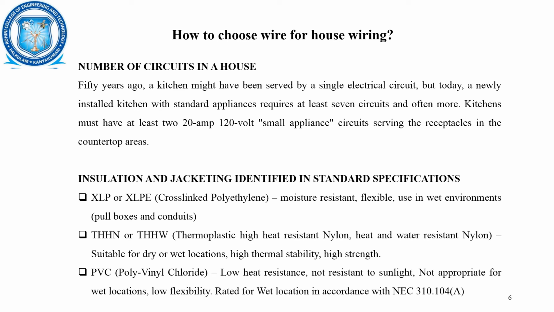Next is thermoplastic high heat resistant nylon. Heat and water resistant nylons can be used so that it is suitable in both dry as well as wet locations, where high thermal stability and high strength are needed. In those cases, THHN or THHW can be utilized. And next is the PVC. It has low heat resistance. It is not resistant to sunlight. It is not appropriate for wet locations and has low flexibility. Rated for wet location in accordance with NEC 310.108.